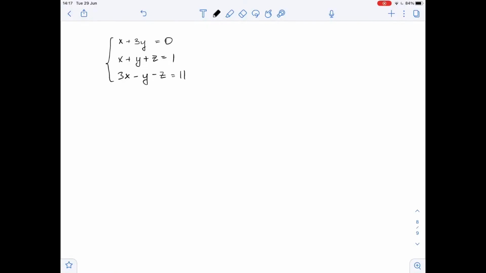So we need to solve the given system of equations using matrices. To do so, let's start by writing our augmented matrix. Augmented matrix consists of coefficients in front of variables and free terms. So here we have three equations. That means that we will have three rows in our augmented matrix.